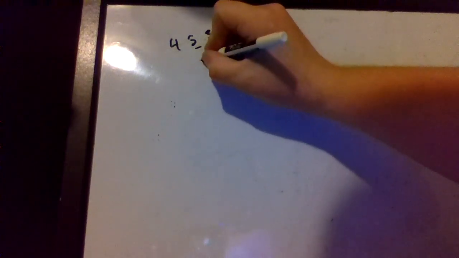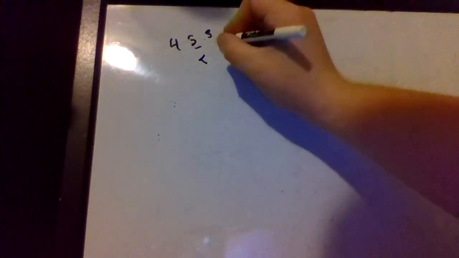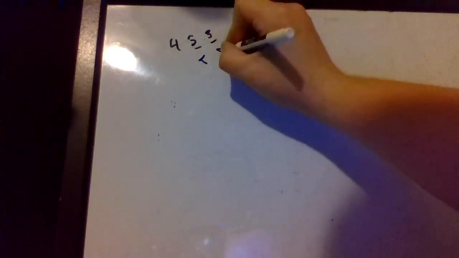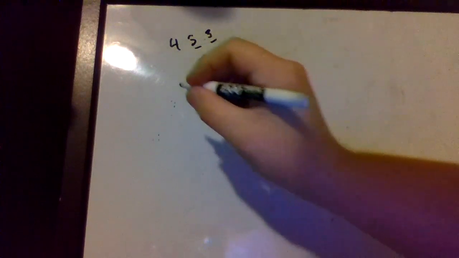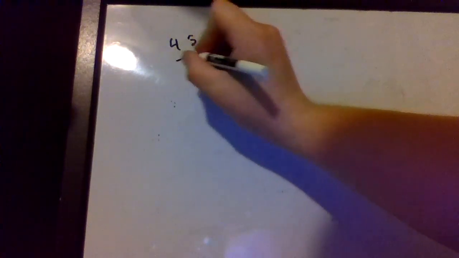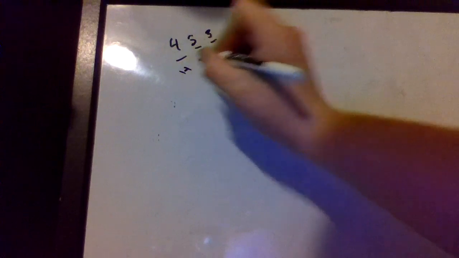So if I start off by saying what place is the 5 in, you would say the tens place, right? So we're going to label that T. The 3 is in the ones place, so we're going to label that O. And the 4 is in the hundreds place, so we're going to label that H. HTO.